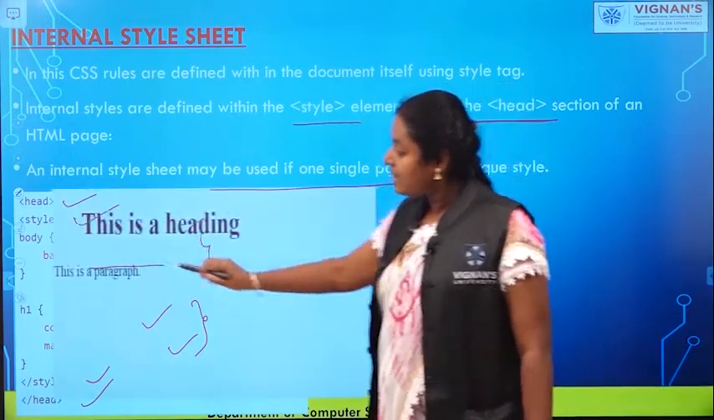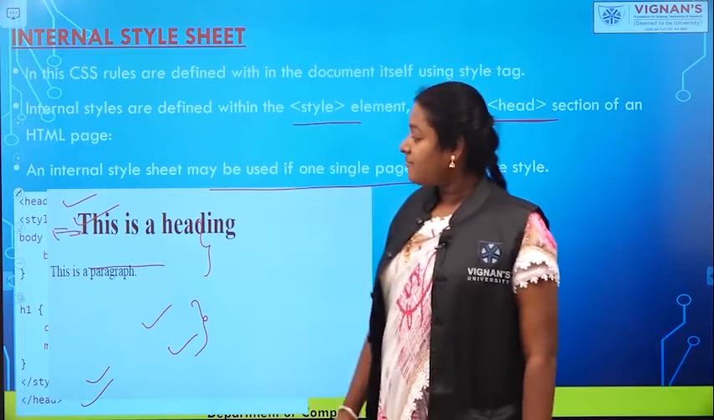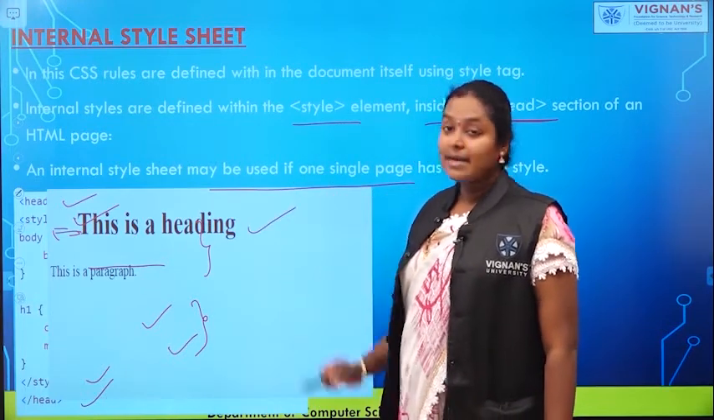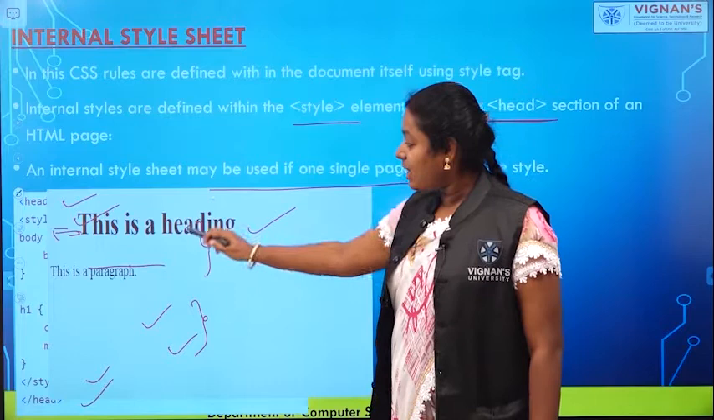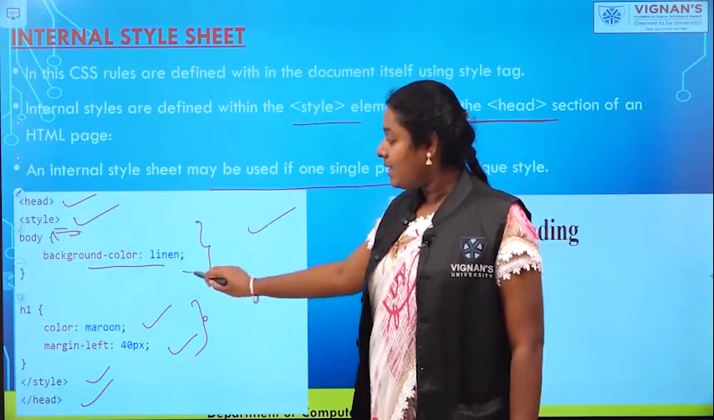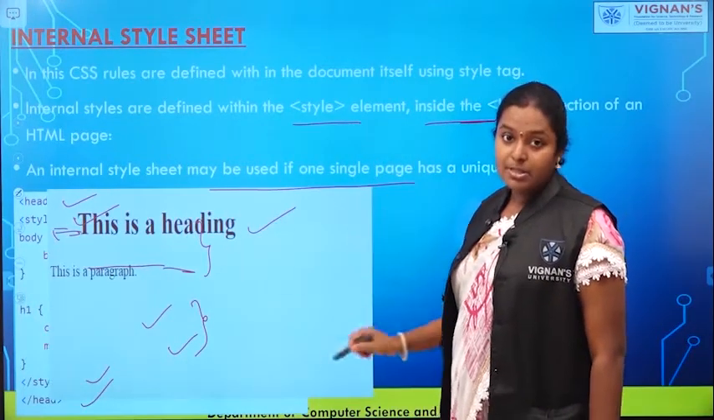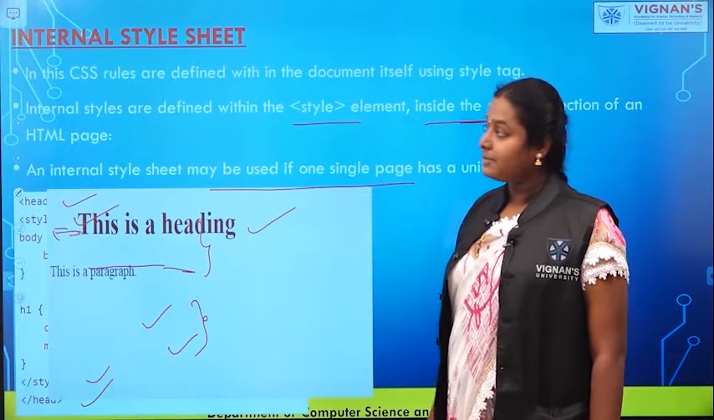If you see here, this is the margin, this is the 40 pixel margin width, and this is the content in the H1 tag and it is in the maroon color. For the body I am applying the linen color. So if you see in this background, the background color is linen.